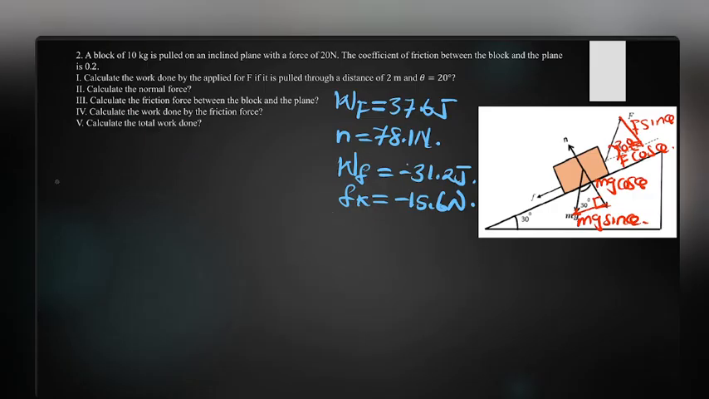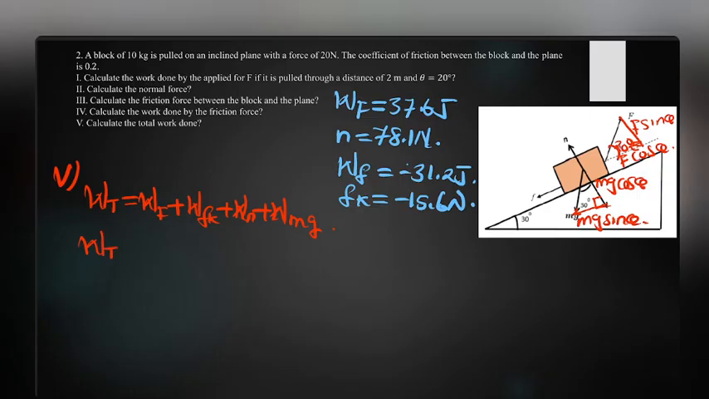Then the last question says calculate the total work done. To calculate the total work done, it is the work done by all the forces acting on the block. So number one, it is the work done by the applied force, plus the work done by the friction force, plus the work done by the normal force, plus the work done by the gravitational force.